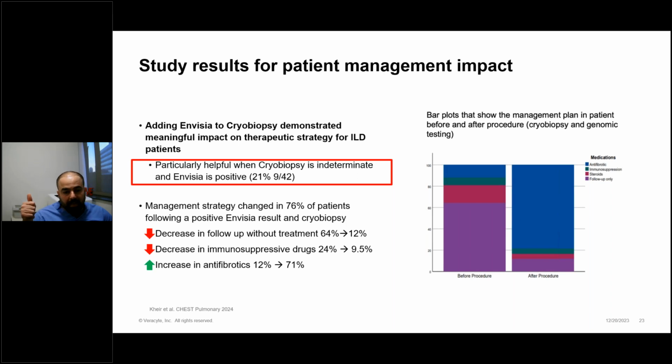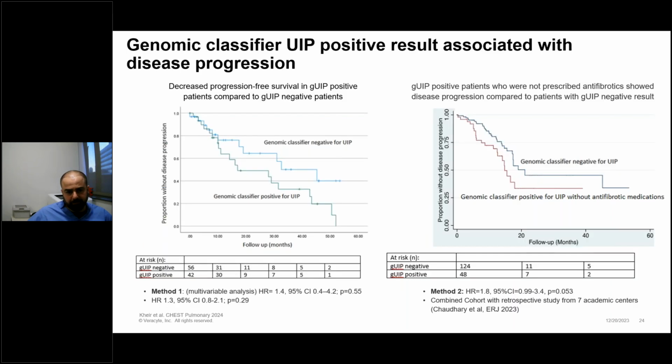Number one, adding Envisia to a cryobiopsy demonstrated meaningful impact on therapeutic strategy. Remember that 9 out of these 42 patients had indeterminate cryobiopsy. Adding an Envisia classifier with UIP pattern eventually led to change in such patients. So overall, there was a change in management strategy in 76% when we combined genomic classifier with cryobiopsy. There was less follow-up without treatment, a decrease in immunosuppression given, and an increase in the antifibrotics that were given.